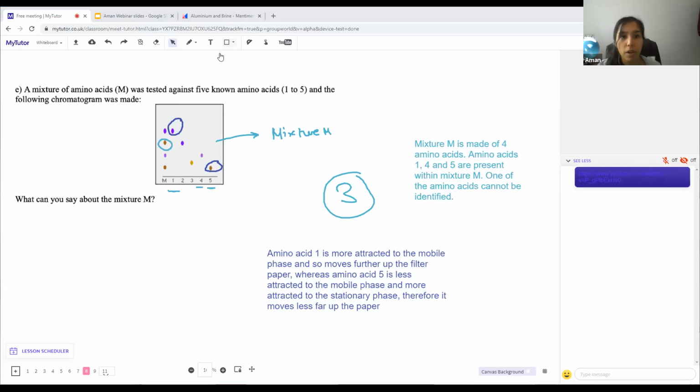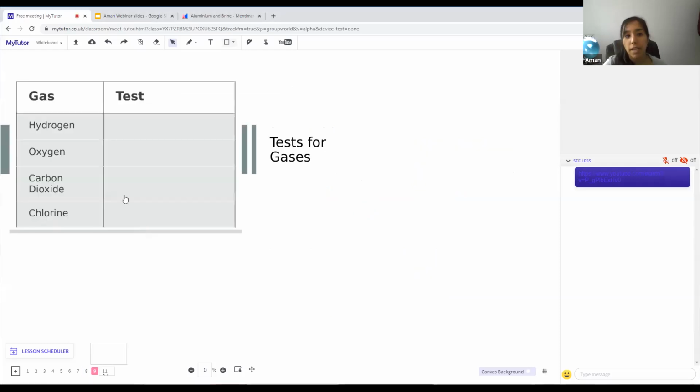So, okay, fine. Let's go on to the tests for gases then. So the final part that we're going to learn about today are the tests for gases. I am not going to fill this table in. I'm going to get you guys to do it for me because I know we've been through the tests for all of these gases before, but I just want to make sure that everyone's on the same page and understands them, and then we'll watch a quick YouTube video for all of those tests.